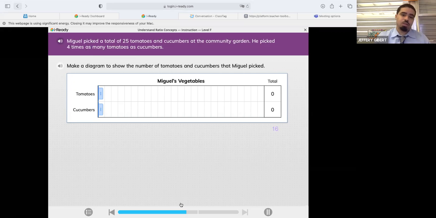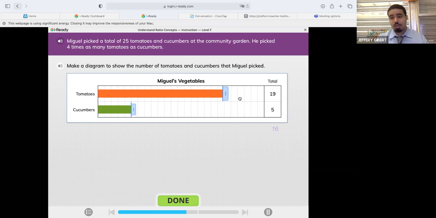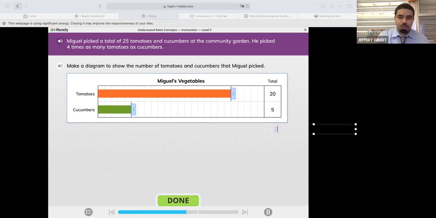All right, let's see if that's correct. 1, 2, 3, 4, 5. So 5 cucumbers, and you said 20 tomatoes, 4 times as many tomatoes as cucumbers. So that means we have to do 5 times 4. 5 times 4 is 20. So that is correct because it said we needed 25, and 20 plus 5 is 25.